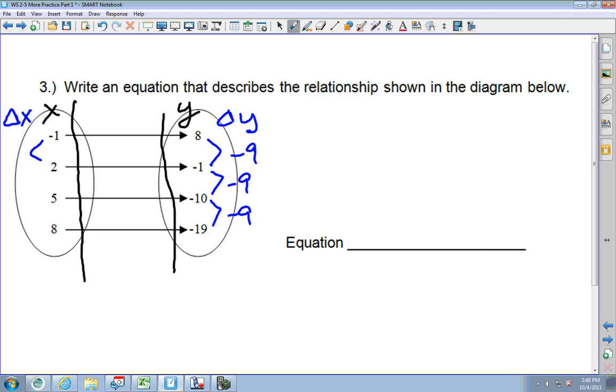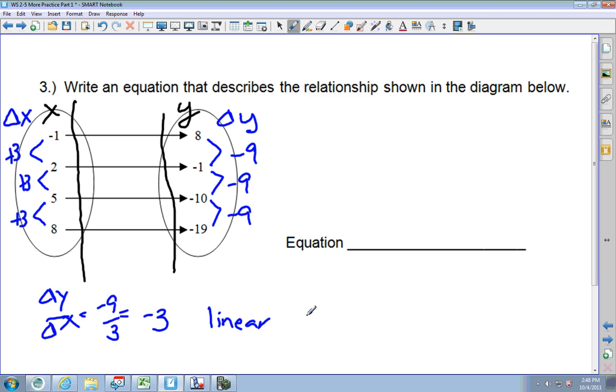Delta x is plus 3, plus 3, plus 3. Delta y over delta x is negative 9 over 3. They are all negative 3. So if you look at this, they are all the same, so it is linear. And how do you know it's linear? Because delta y over delta x is the same. Since it is linear, we can find the equation. So I've got negative 3 that I'll put all the way down here. And I'm going to put my variables with it, negative 1 and 2.